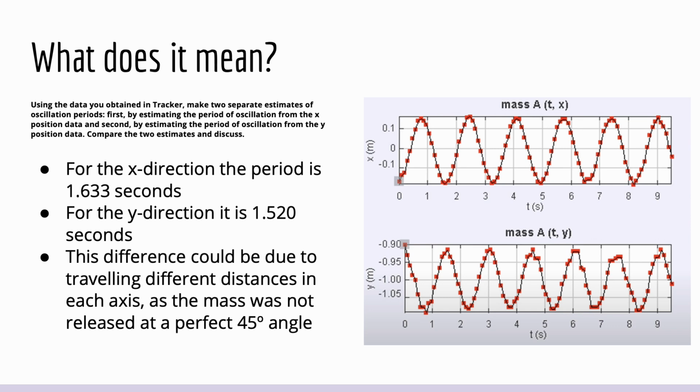Finally, we are asked to calculate the two oscillation periods for the x and y. For x, it is 1.633 seconds, whereas for the y, it is 1.520 seconds. And this could be due to traveling different distances in each direction, as the mass was not released at a perfect 45-degree angle.